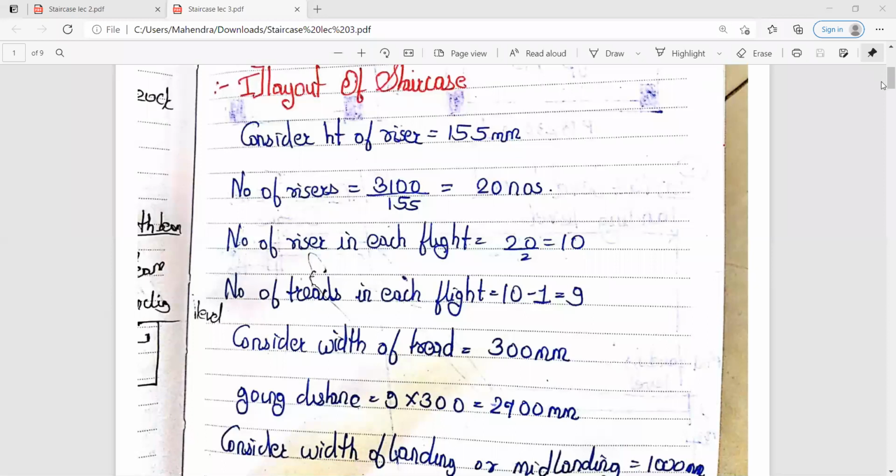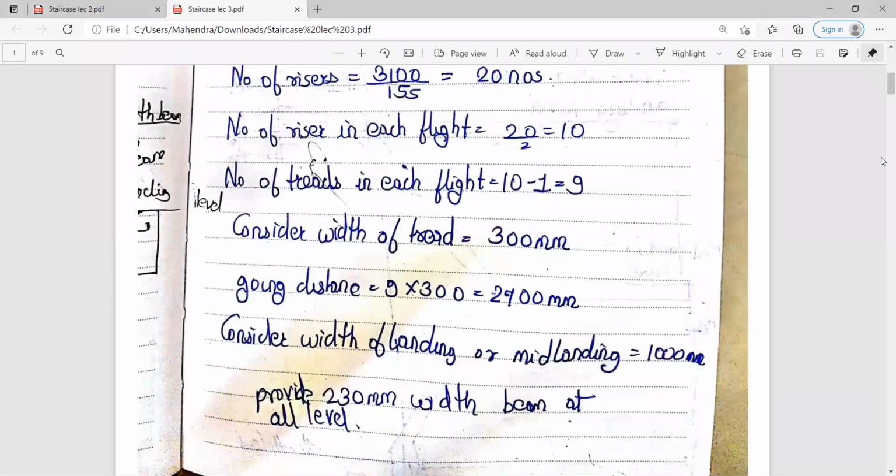Then the width of tread. Again, you are going to assume the width of tread as 300 mm. Width of tread is 300 mm. Then going distance. Going distance is nothing but the net horizontal distance. That will be number of treads into width of tread. So number of treads कितने थे? 9. So 9 into 300, that is nothing but the width of tread. So going distance will be 2700.